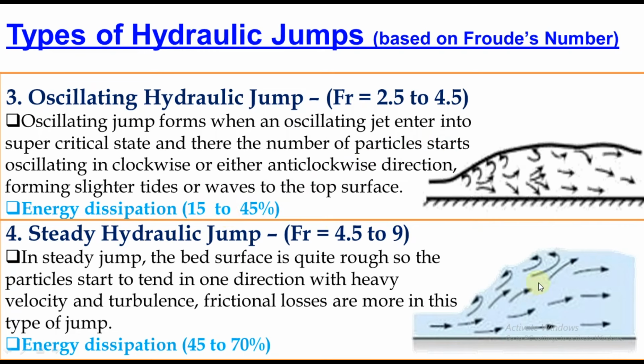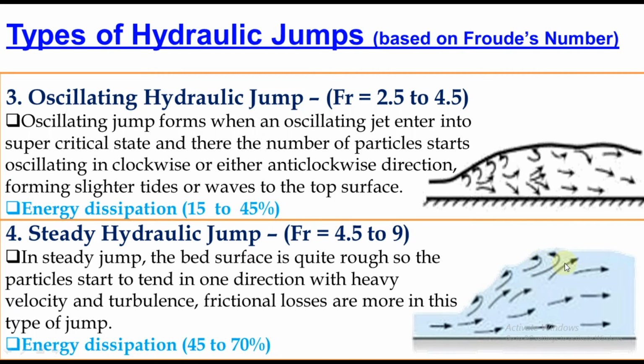Next is the steady hydraulic jump. In the steady hydraulic jump, the bed surface is quite rough, so the particles tend to move in one direction with heavy velocity and turbulence, and as the frictional losses are more in this type of jump, obviously this is the most effective type of hydraulic jump so far. It is not strong enough, but still it is much more effective than the previous three cases. The range of Froude number for this type of jump is between 4.5 and 9. Due to the high velocity and high turbulence, there is a slightly higher reverse flow in this type of jump.